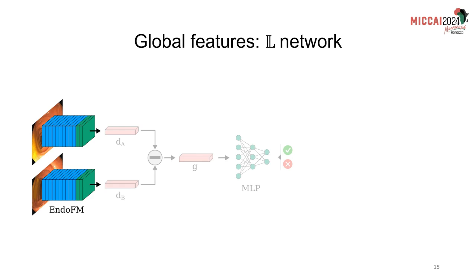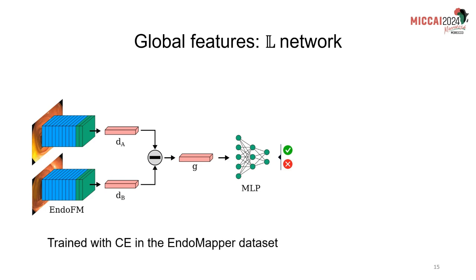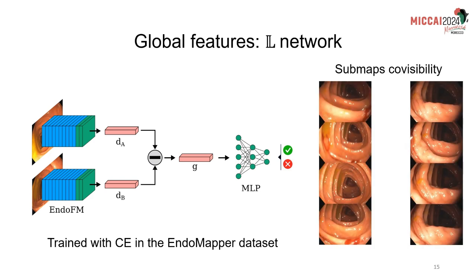Our network is composed of a backbone that is initialized with EndoFM, the foundational model for endoscopies. This backbone extracts a global descriptor for each image. So for a pair of images, we subtract these two descriptors, obtaining a global descriptor G that is forwarded through an MLP, obtaining a score that helps us decide if these two images come from the same place or not.